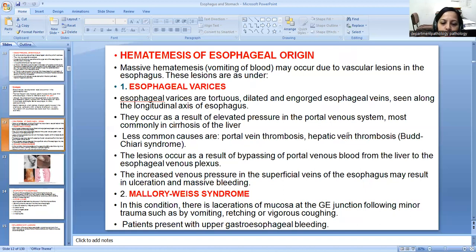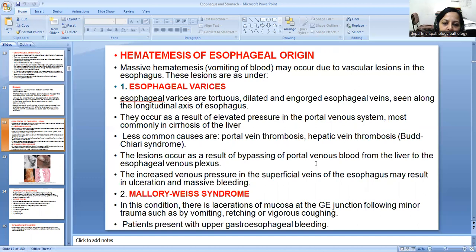Less common causes are portal venous thrombosis and hepatic vein thrombosis, also known as Budd-Chiari syndrome. Lesions occur as a result of bypassing of portal venous blood from the liver to the esophageal venous plexus. The increased venous pressure in the superficial veins of the esophagus may result in ulceration and massive bleeding.